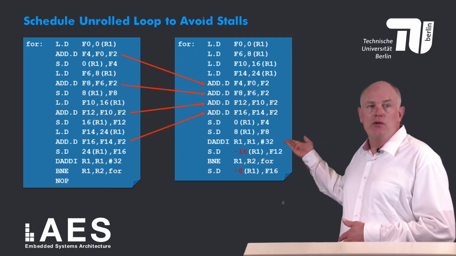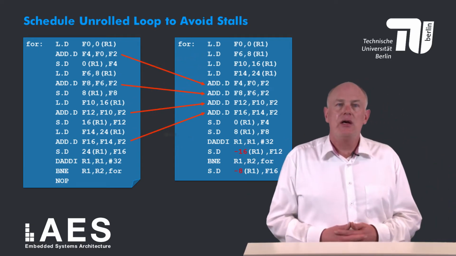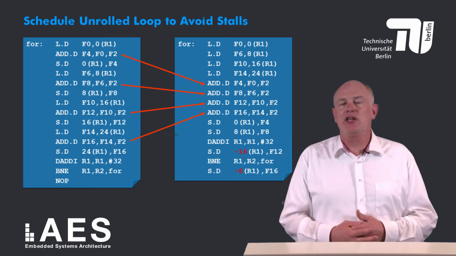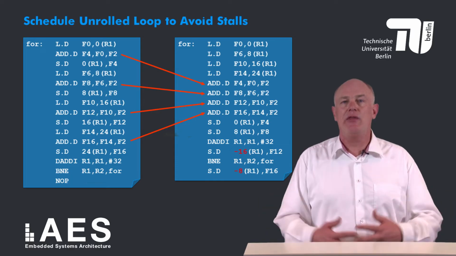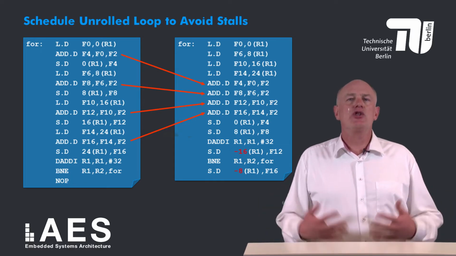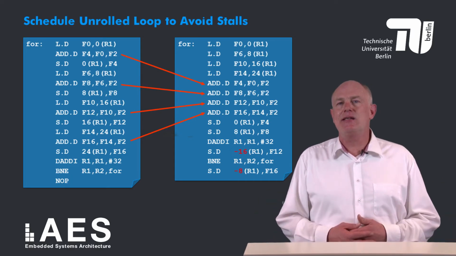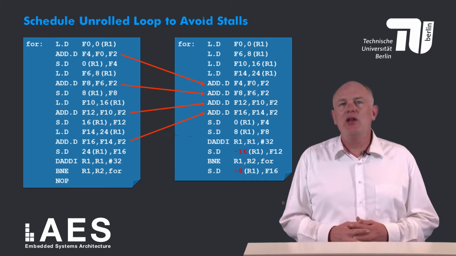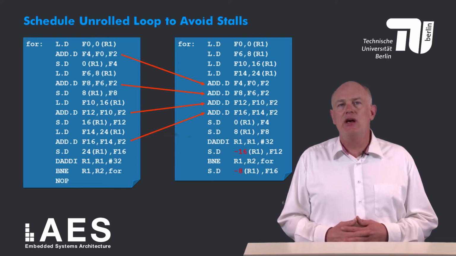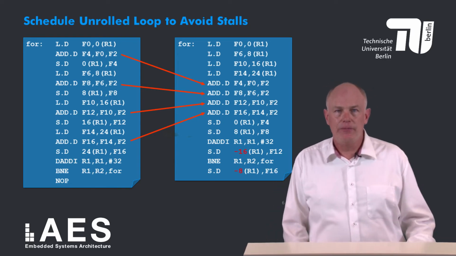Then we execute all add doubles. Because there are now 3 instructions corresponding to cycles between the load of a value and its use by the corresponding add double, the stalls due to the load use data hazards have been eliminated. In fact, 1 cycle between the load and its use would have been sufficient, so 3 is more than enough.